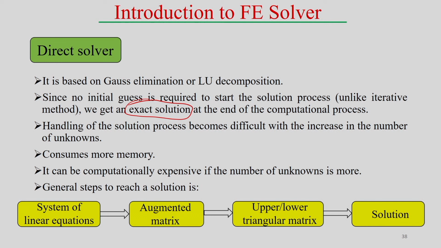That is already explained, but the general steps to reach a solution: we form a system of linear equations in the form of a matrix, and then we have to invert this matrix to get the solution. An augmented matrix can be formed, followed by forward elimination. In the Gauss elimination process, there are two steps: one is forward elimination and the second is back substitution. Forward elimination means the matrix is converted into an upper or lower triangular matrix. If it is a symmetric matrix, you can form it in this way also.